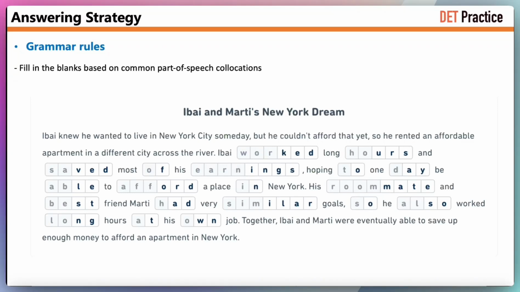Next should be afford, meaning to be able to pay for something. Before New York, we need the preposition in. After his should be roommate. Before friend should be best. Then we have had. Why not has?